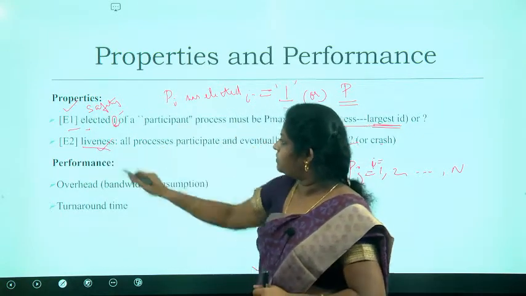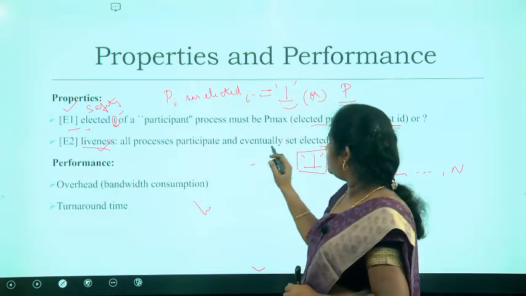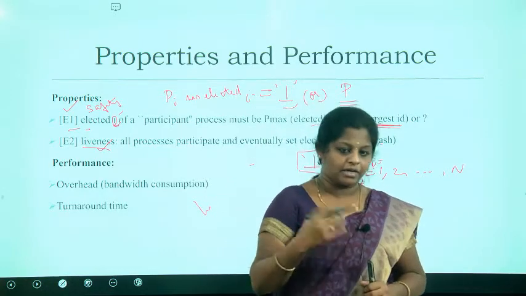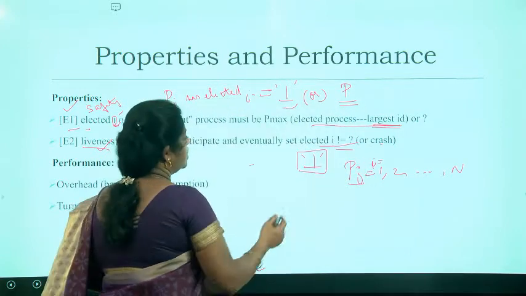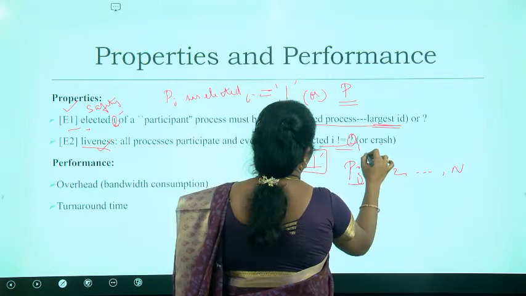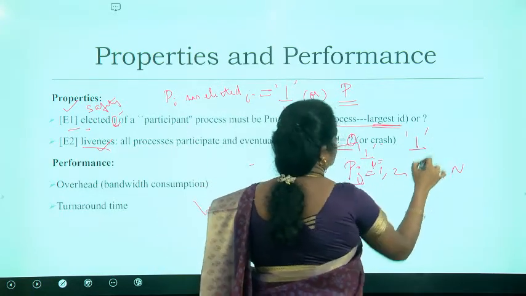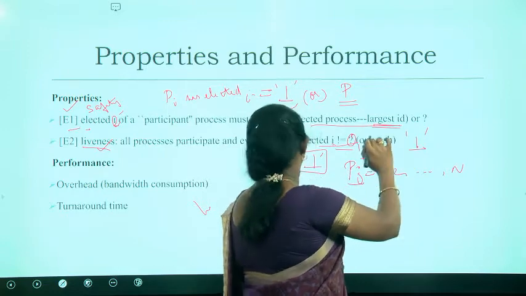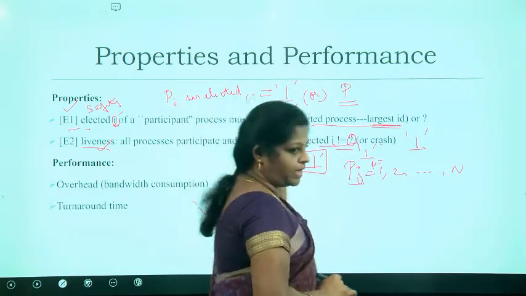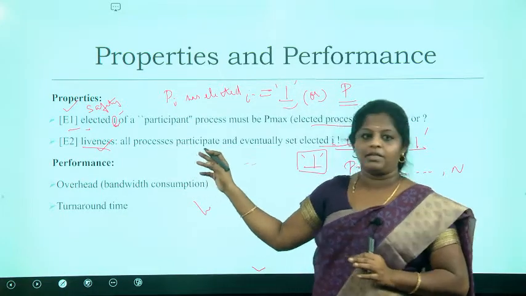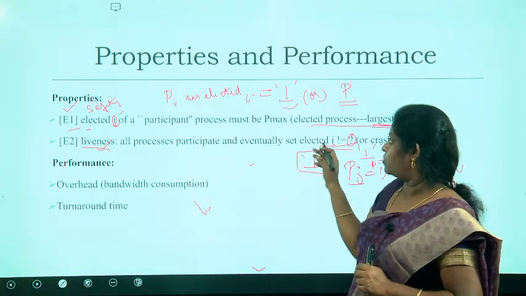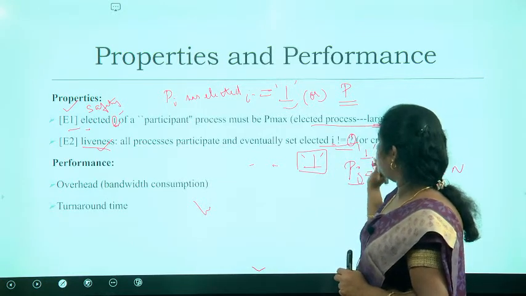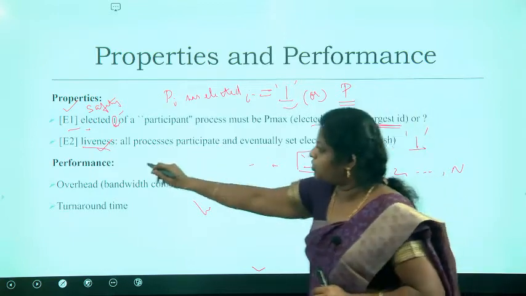Next is liveness. What do we mean by liveness? All processes Pi participate and eventually set elected_i not equal to the special symbol I told you about, which means not yet defined, or crashed. The processes that participate and are elected should eventually have elected_i not equal to not yet defined or crash. So this should also be satisfied.